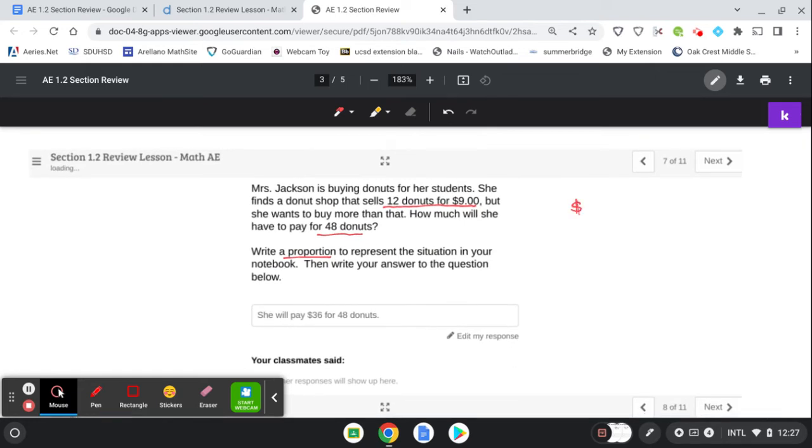So it's $9 for 12 donuts. So that's going to be equivalent to how much you'll have to pay for 48 donuts. So you can put 48 donuts in the denominator. And then the price she's going to pay for that, we don't know. So what do you multiply 12 by to get 48? So that would be 4. 12 times 4 is 48. So then multiply 9 times 4, and that would be 36.